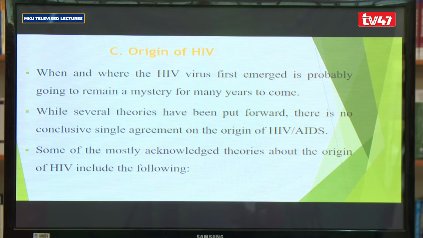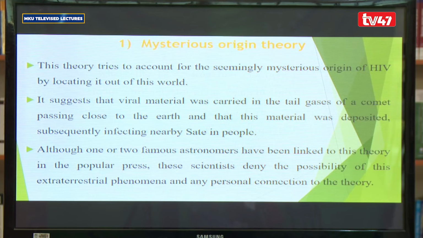Because we wanted to know what this kind of HIV, this monster, is. So we wanted to find out, there are so many theories trying to explain what HIV and AIDS are. And we are saying that the first one is the mysterious origin theory. This theory tries to account for the seemingly mysterious origin of HIV.